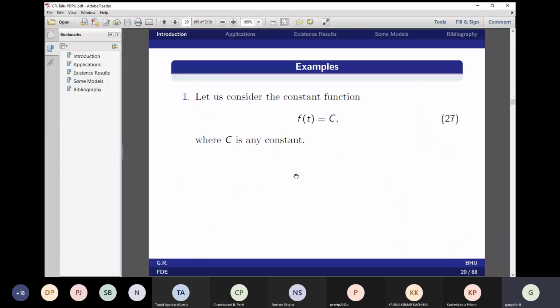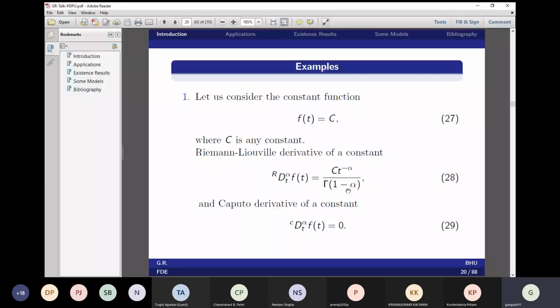Now some examples. Suppose we have a constant function f(t) equal to c. Then the Riemann-Liouville fractional derivative of a constant function will be this. But in the case of an ordinary derivative, the derivative of a constant function must be zero. In the sense of the Riemann-Liouville derivative, the derivative of a constant function is not equal to zero.